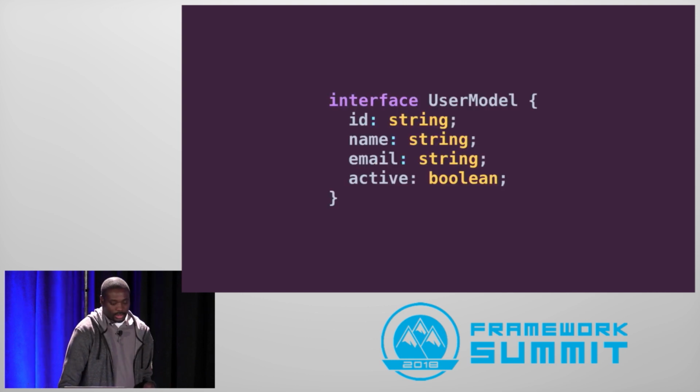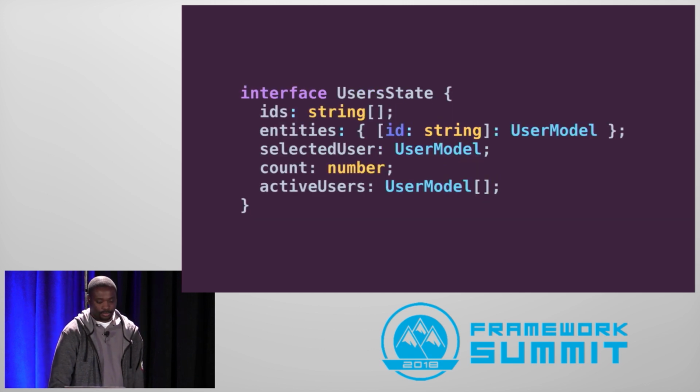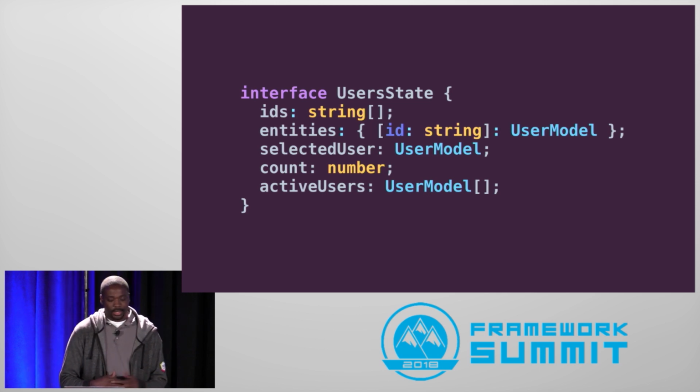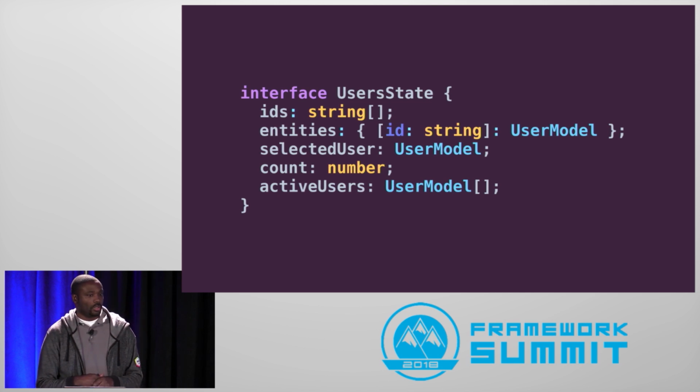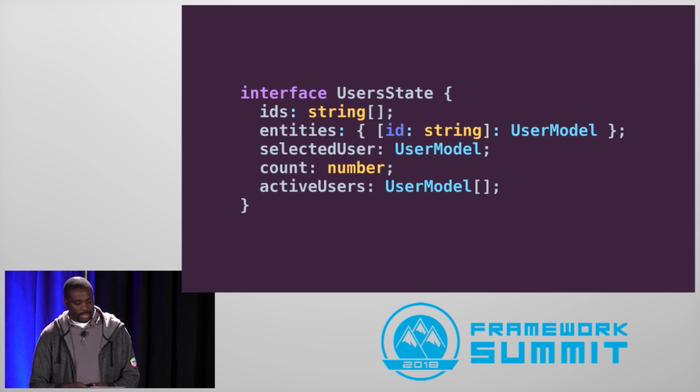So if we take a look at this user model interface, it only has a few properties also, but we'll take a look at it in the context of managing users. So here's an example interface of a state that would track users. We're tracking the IDs of each user, along with a dictionary for looking up those users. We're tracking a selected user from the collection, the number of users, and active users.